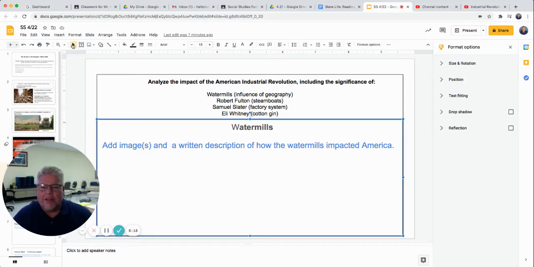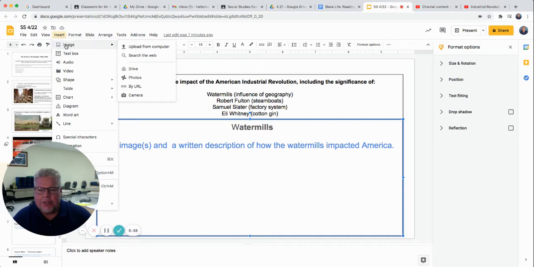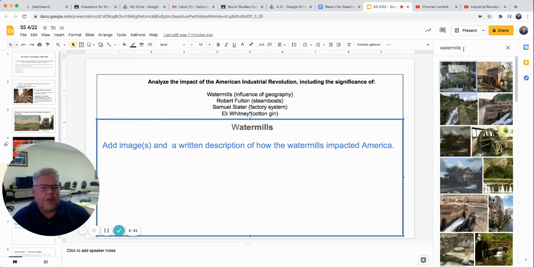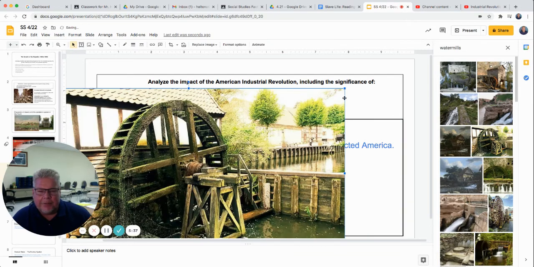So we can obviously watch the video and learn that. We can go to a tab and we can type in how did the water mills impact America. But we got to have a picture too, so we're going to use our insert image tool, search the web, and we're going to type in water mills. Okay, so we've got some really cool water mills. We're just going to drag them over here and put them in the slide for water mill.